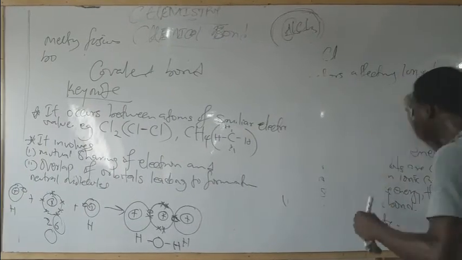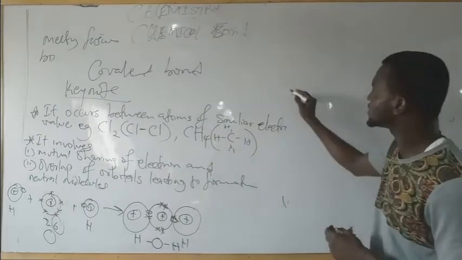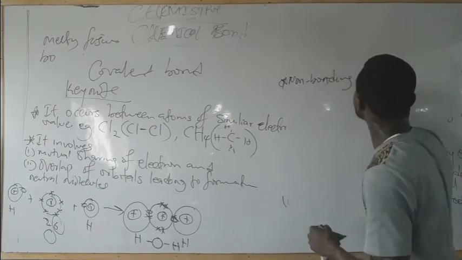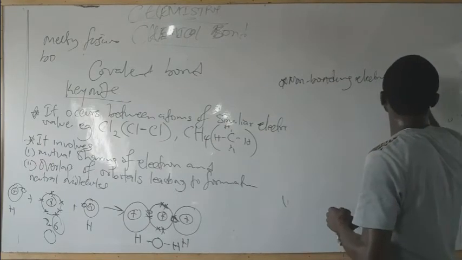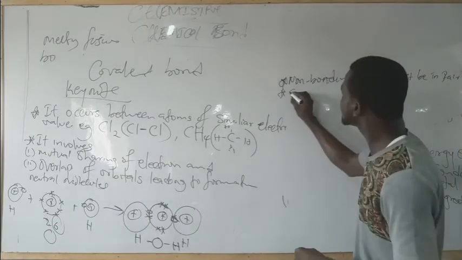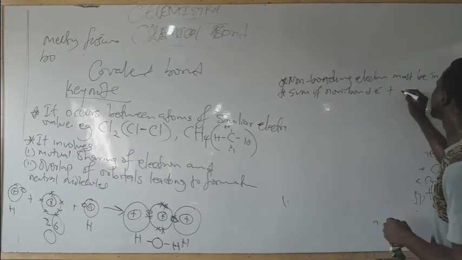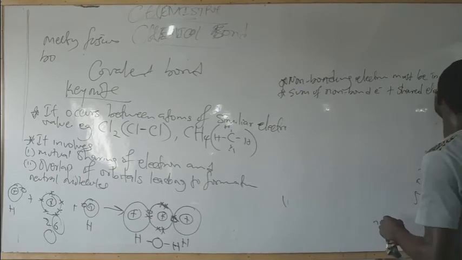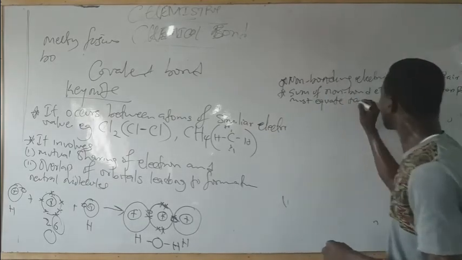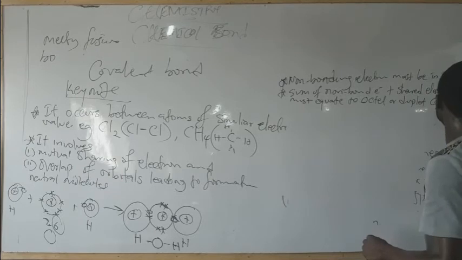Another fact you must know, which most students find problematic, is that when they are asked to show that a covalent bond exists in a compound, they find it difficult to do that. Another fact you must know is that non-bonding electrons must be in pairs. The second fact you must know is that the sum of non-bonding electrons plus shared electron pairs must equate to an octet or duplet configuration.